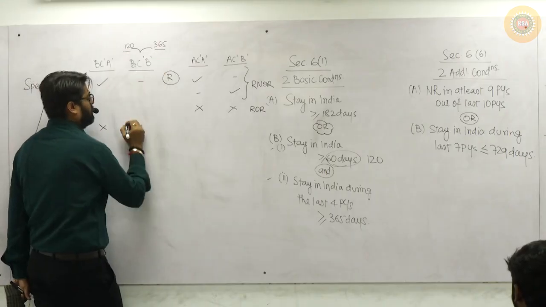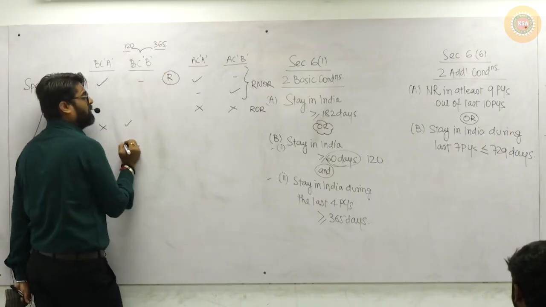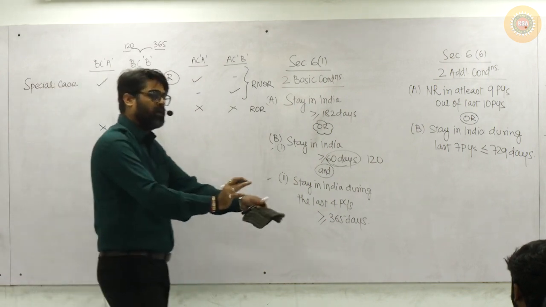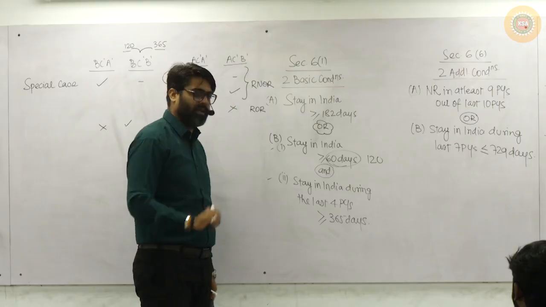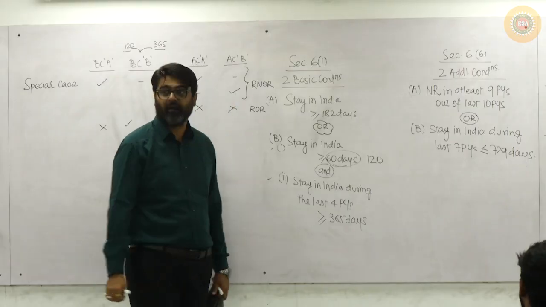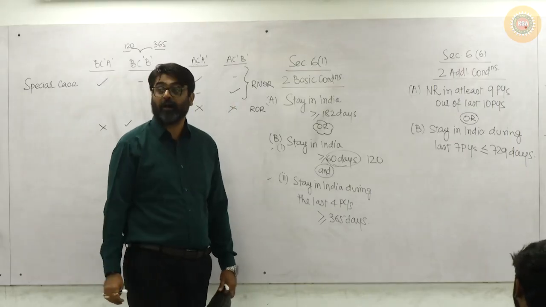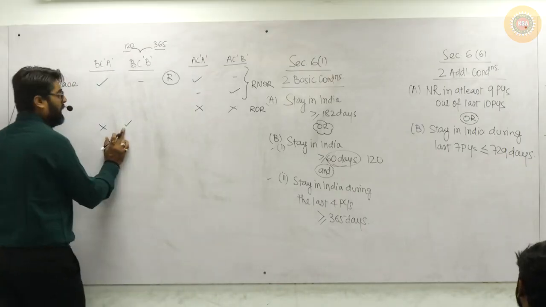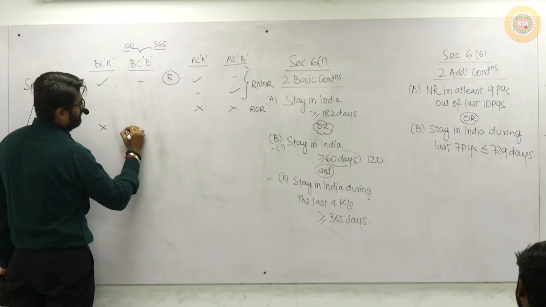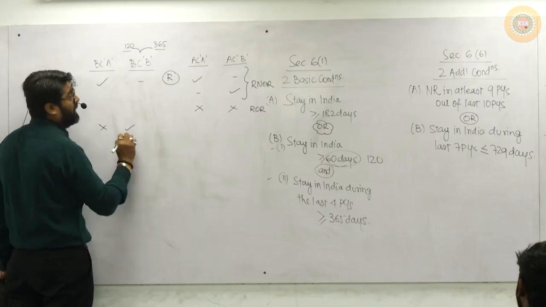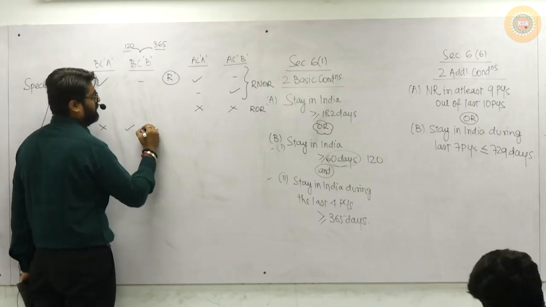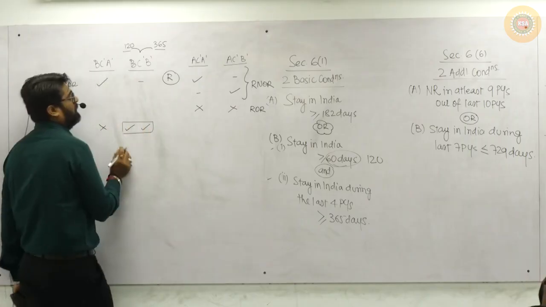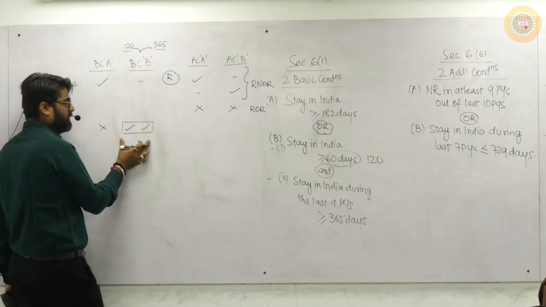So you satisfied basic condition B, 120 days or more, because your stay was 133 days. And the last 4 years your total stay was 400 days. Example, 100 days you were coming, so total is 400. That is also more than 365. Getting my point? So B, first part, 120 days or more. Second part, last 4 years, 365 days or more. Both the parts fulfilled, meaning basic condition B is satisfied.